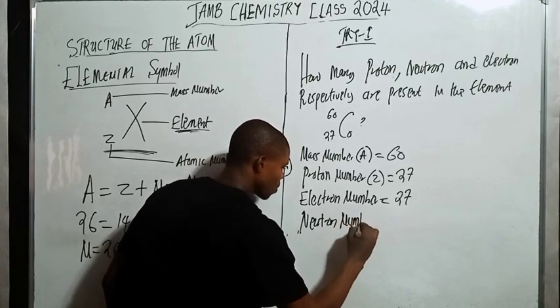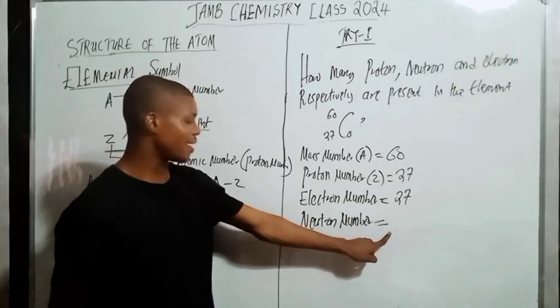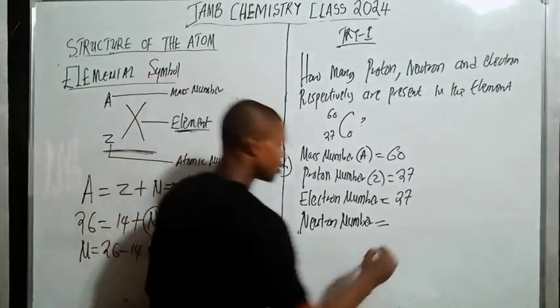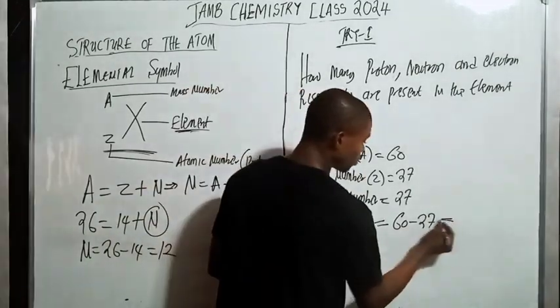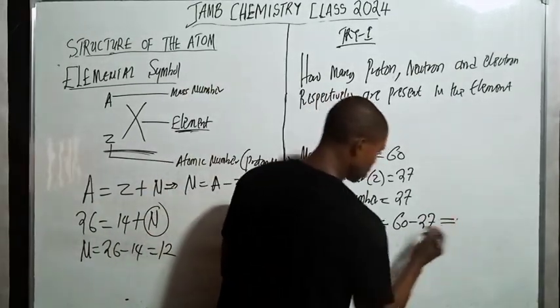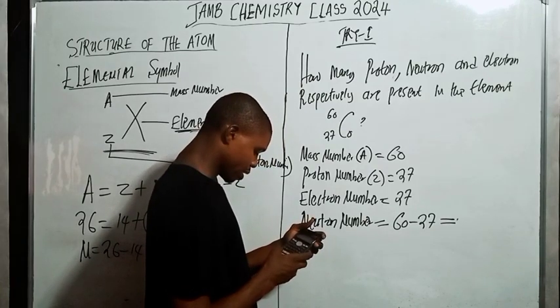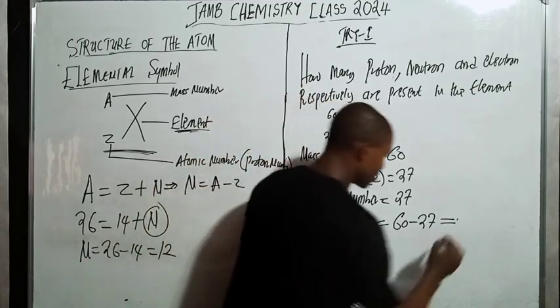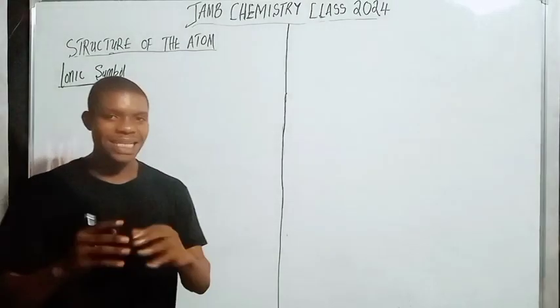So neutron number is equal to 60 minus 27. So it's going to be 60 minus 27, which is 33. That is it.